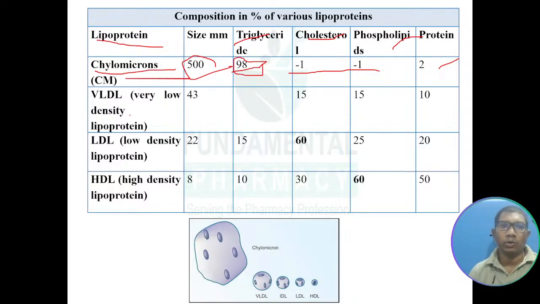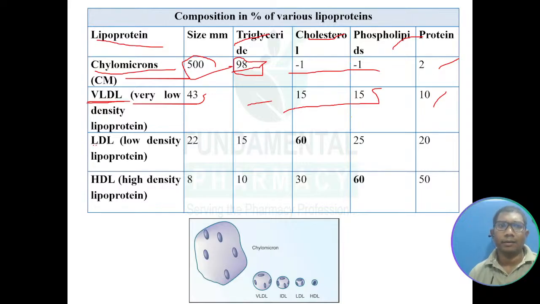Now very low density lipoprotein, VLDL. So in a size of 43 micrometer, triglycerides are high, but cholesterol and phospholipids are present 10% respectively. 10% protein is there.